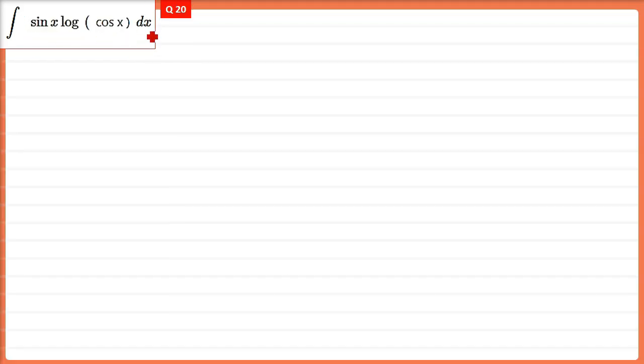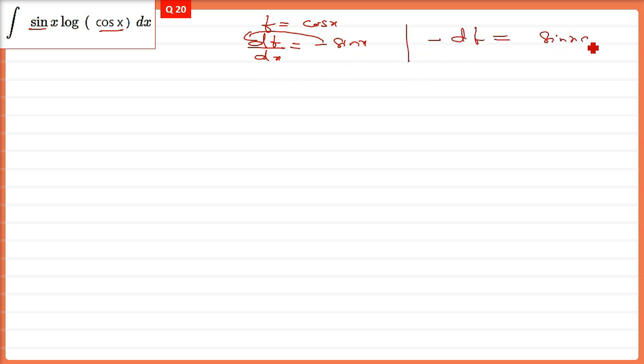Now sin x into log cos x dx. Now this is a different kind of question, so you need to concentrate very well. See, cos x can be gained from sin x and vice versa. So if you take t as cos x, dt by dx will be what? We are differentiating, remember, it will be negative sin x. So if you take the minus to the left, it will give you negative dt as sin x dx. So sin x dx is negative dt.